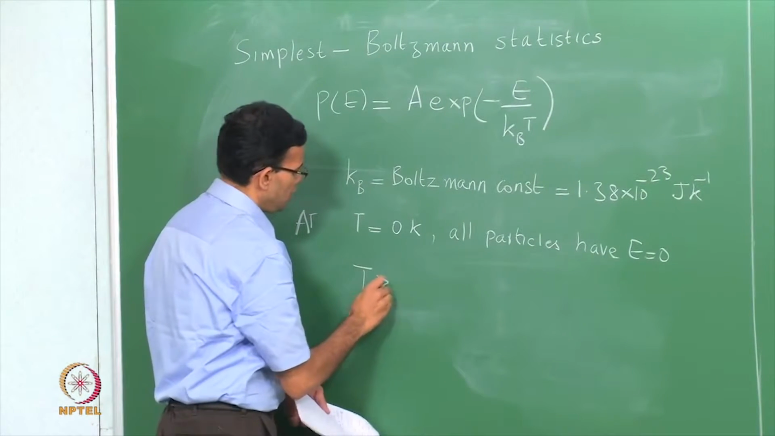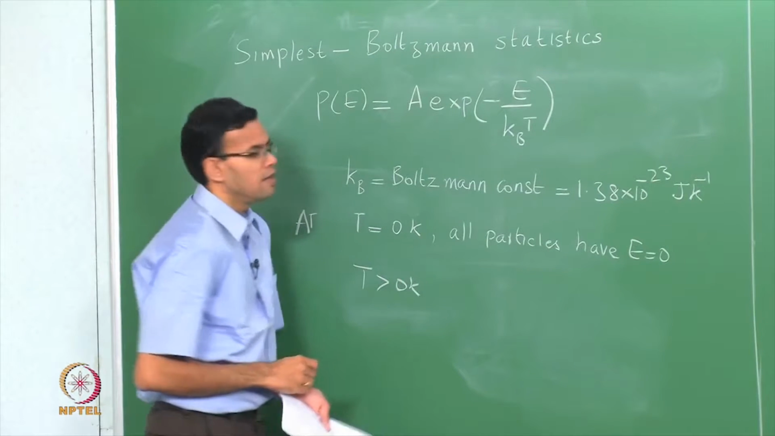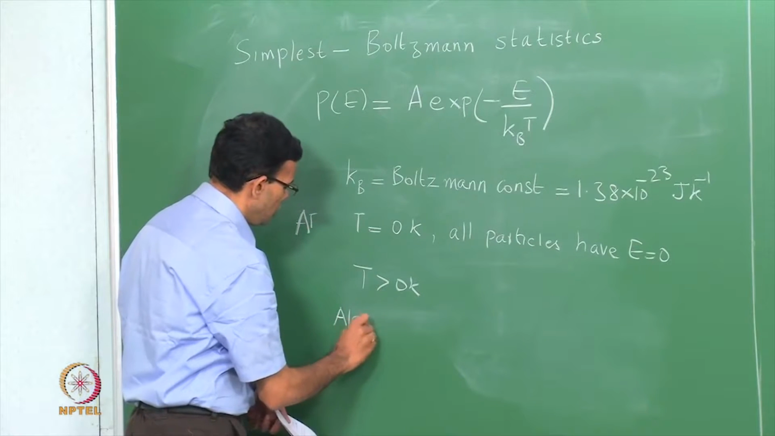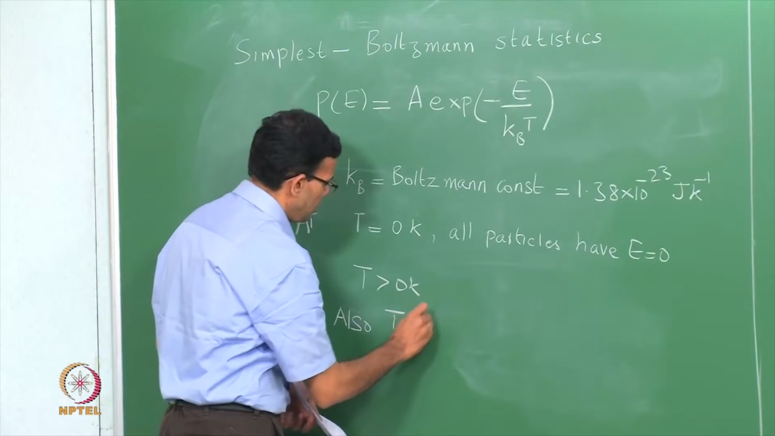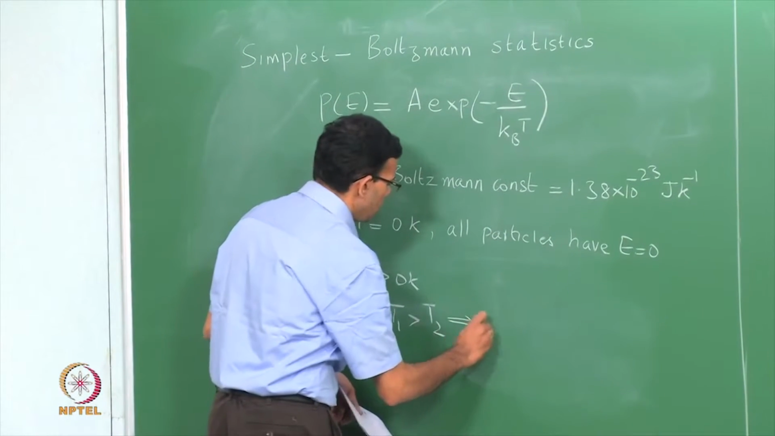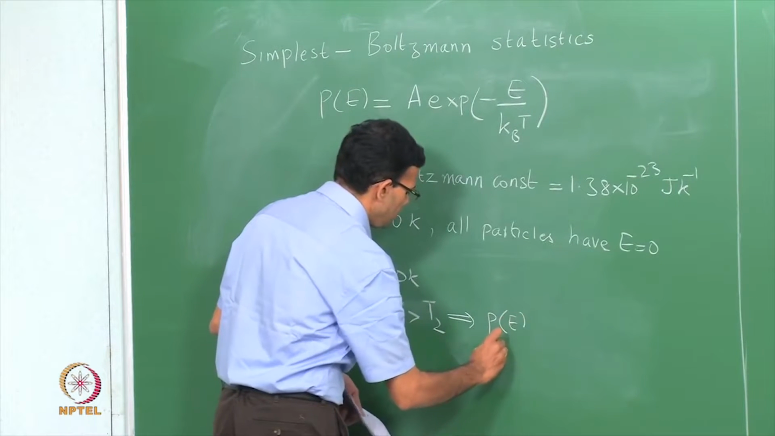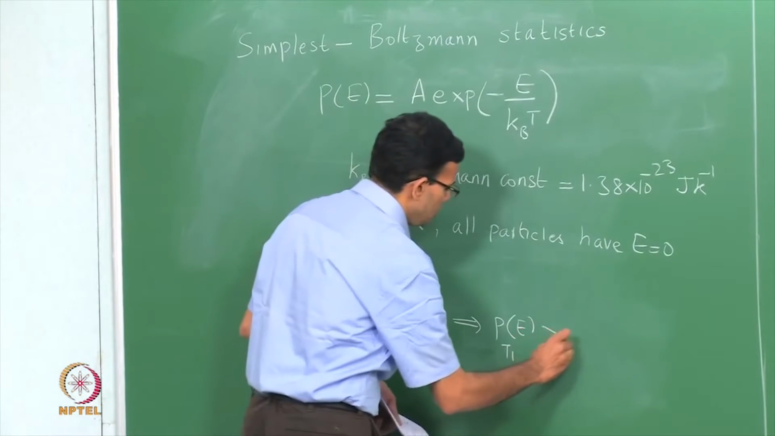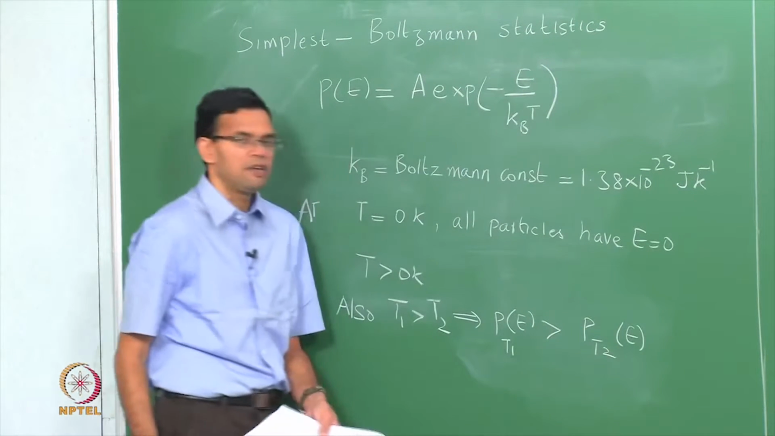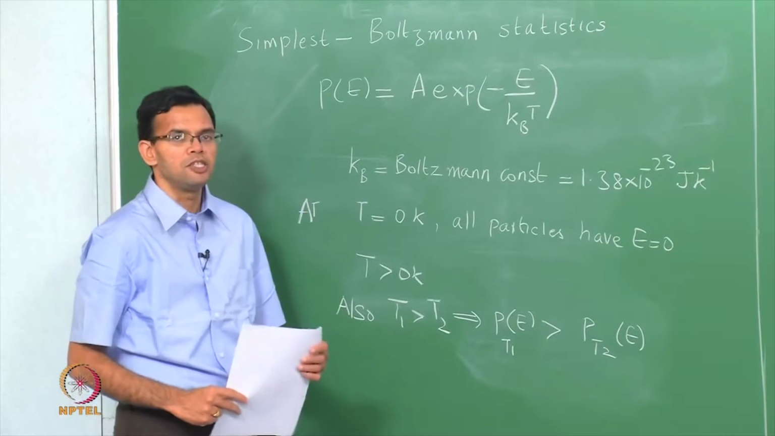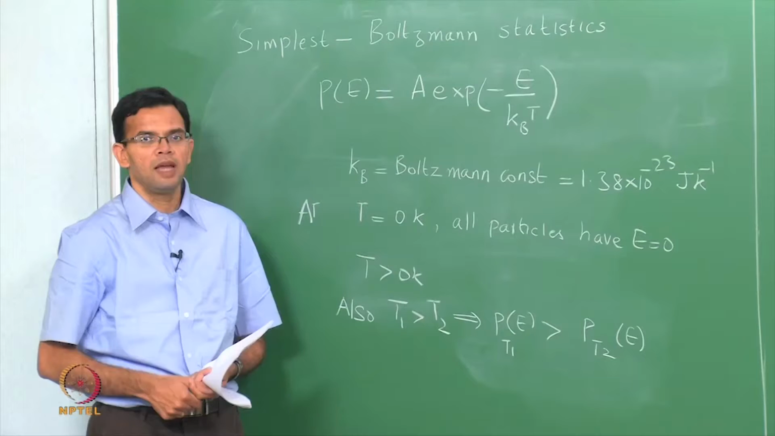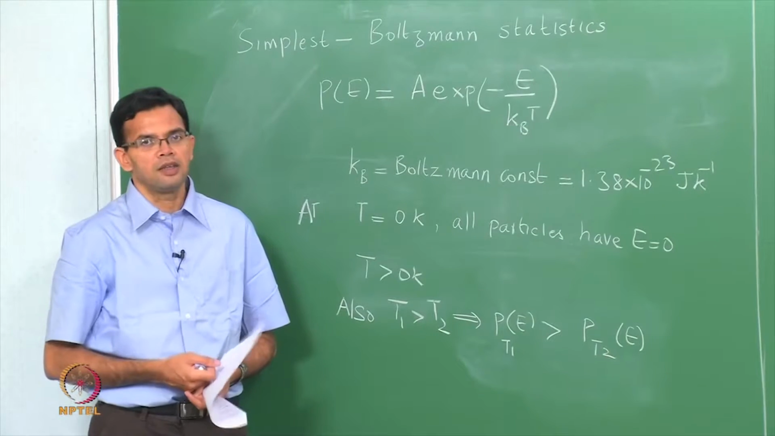As temperature increases above 0 Kelvin, there is a finite probability for occupation. Also, for two temperatures T1 and T2, where T1 is greater than T2, the probability of occupation P of E at T1 is greater than at T2, which means higher the temperature, higher the probability of occupation. Now, Boltzmann statistics is good enough to describe a set of non-interacting particles.